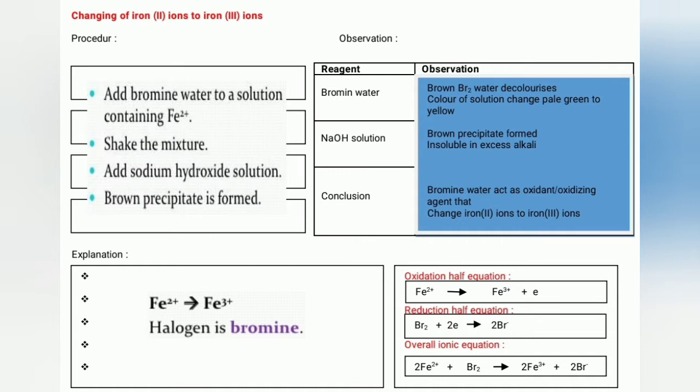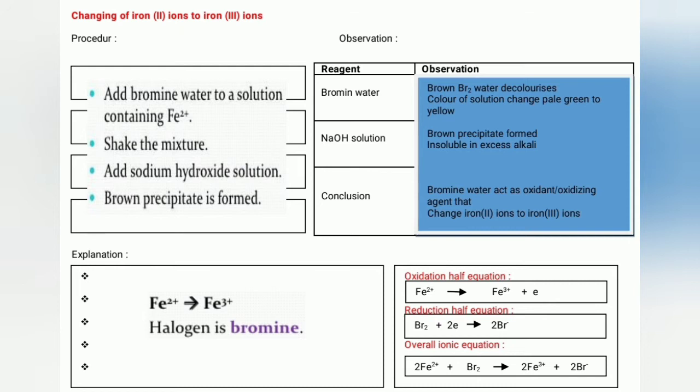In this changing, iron exhibits two oxidation numbers, +2 as iron(II) ions and +3 as iron(III) ions. An aqueous solution containing iron(II) ions is pale green in color, whereas an aqueous solution containing iron(III) ions is yellow or brown in color. Changing iron(II) ions to iron(III) ions is an oxidation and therefore requires an oxidizing agent.